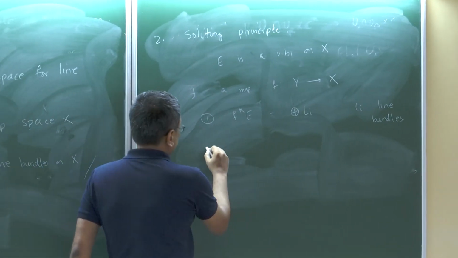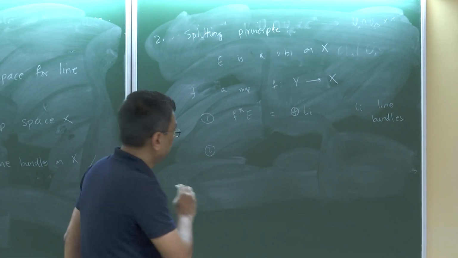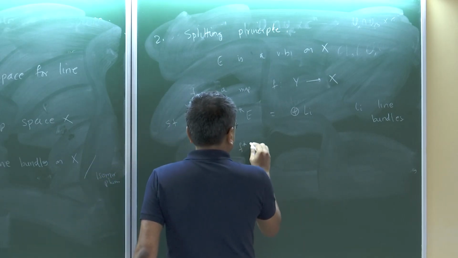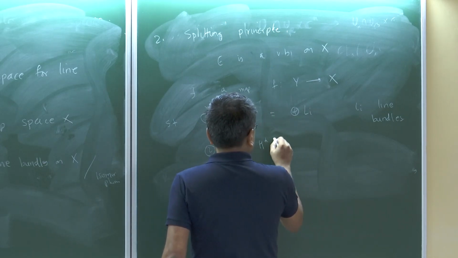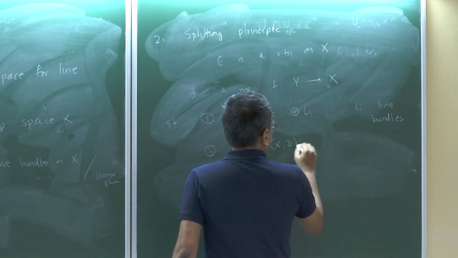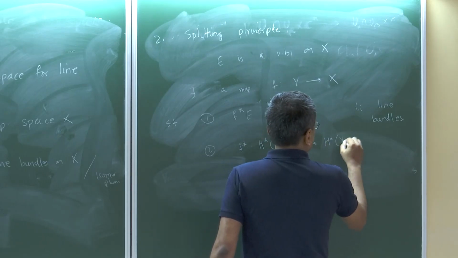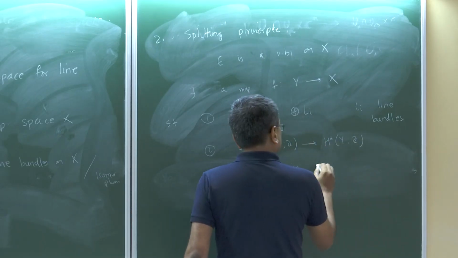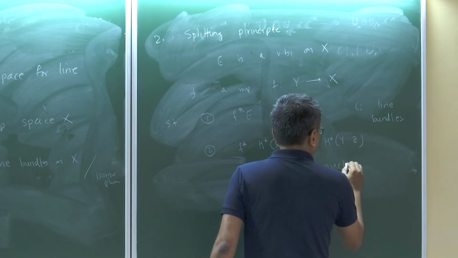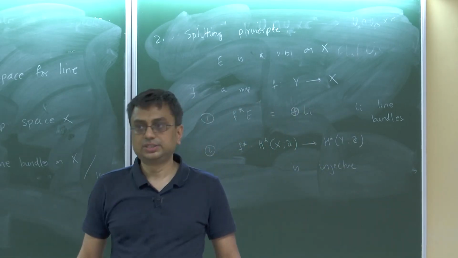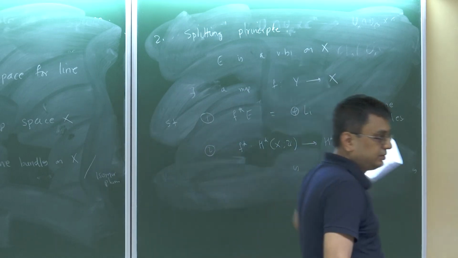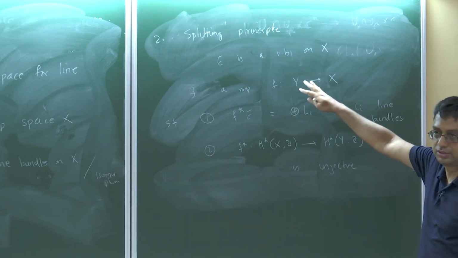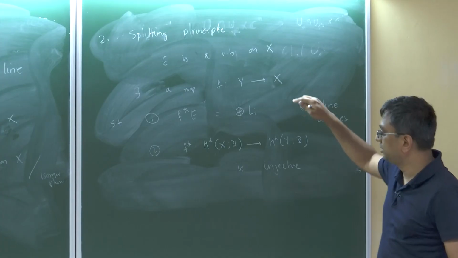Secondly, if I look at the map induced by F on the cohomology ring, so F from the cohomology ring of X to the cohomology ring of Y, this is injective. So what this splitting principle, or this result, says, I'll comment on why such a space Y exists in a minute.